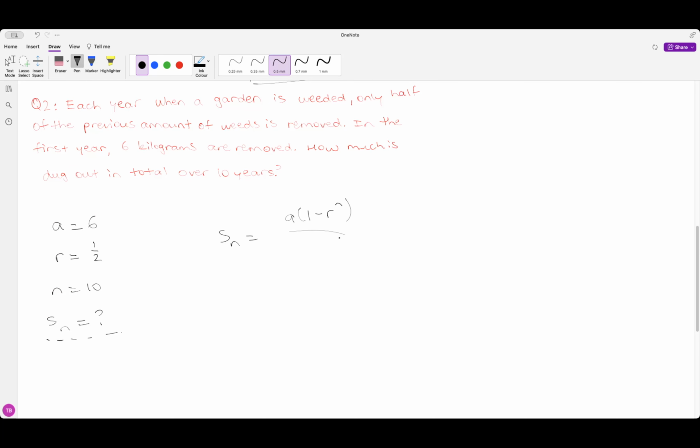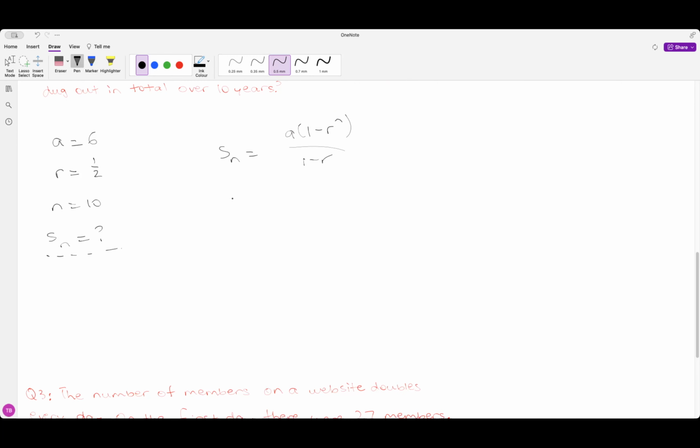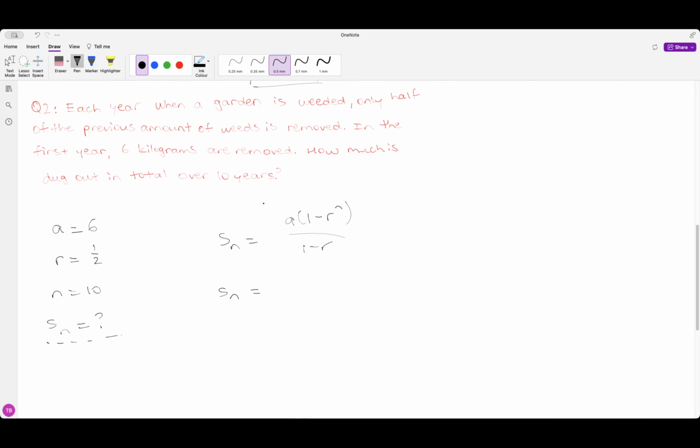1 minus r to the n over 1 minus r. And now I just sub in everything I have. So sum of n terms, technically that should be a 10. 6 times 1 minus a half to the power of 10, over 1 minus a half. And you can see here the reason why we use this different formula is just because it keeps everything kind of positive. 6 minus, so I'm just chucking this in my calculator, over half. Right, and so this gives me a bit of a weird number, but it gives me 11.988.